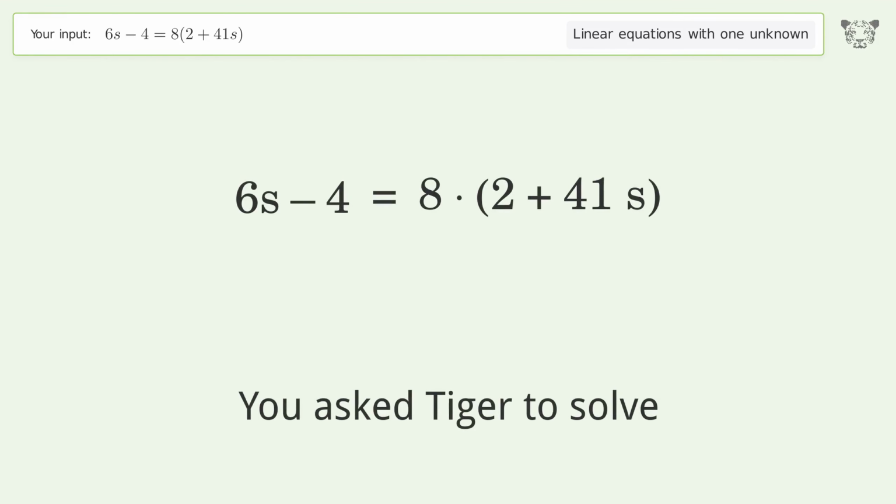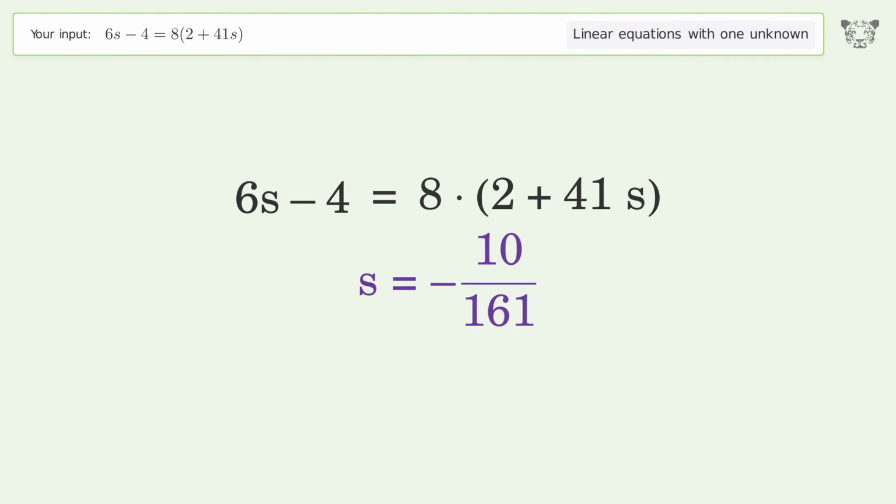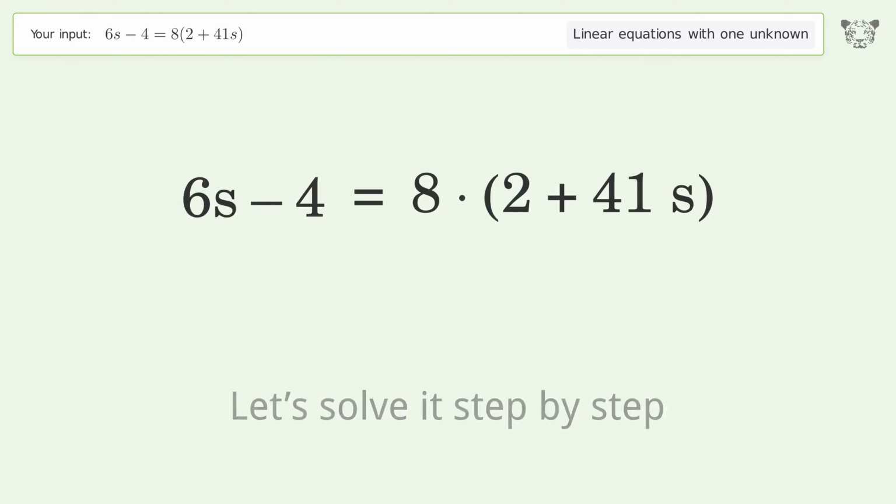You ask Tiger to solve. This deals with linear equations with one unknown. The final result is s equals -10/161. Let's solve it step by step.